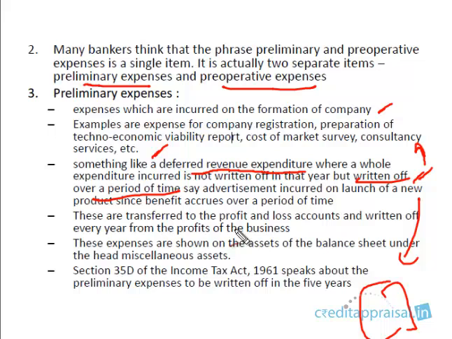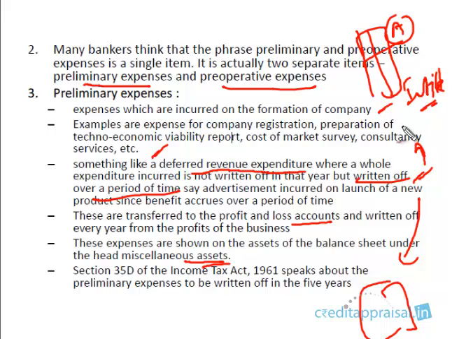So what you do is transfer it to the P&L account and write it off every year from the profits of the business. On the asset side, you show it under the head called miscellaneous assets. This will appear in the balance sheet on the asset side under intangible assets, where we discussed an item called preliminary and pre-operative expenses to the extent not written off. There you will get this amount. And the Income Tax Act speaks about preliminary expenses being written off over a 5-year period.